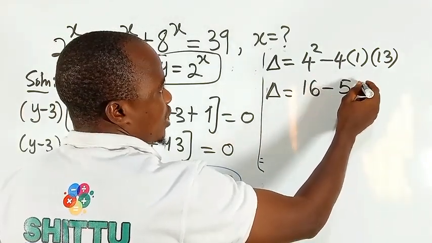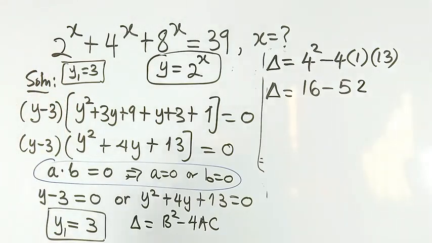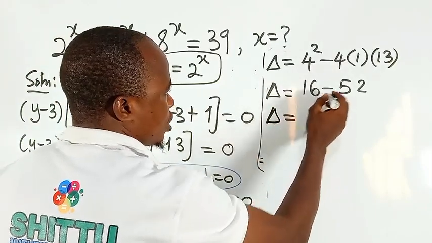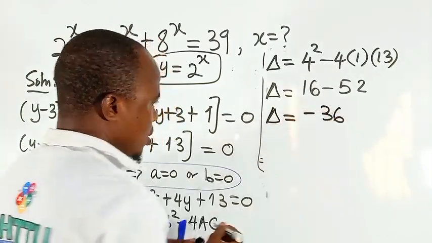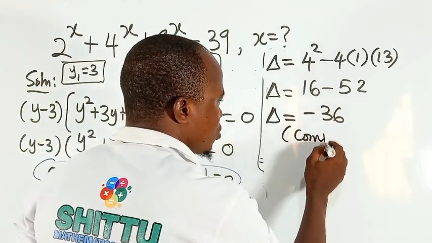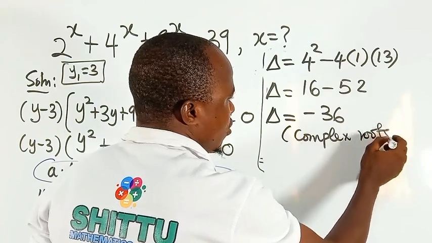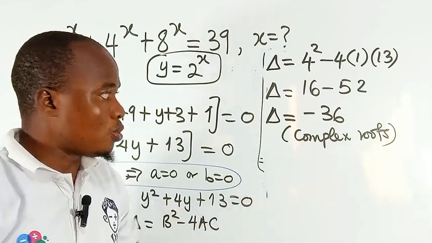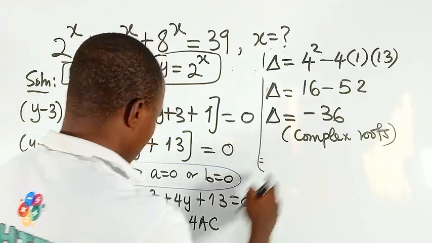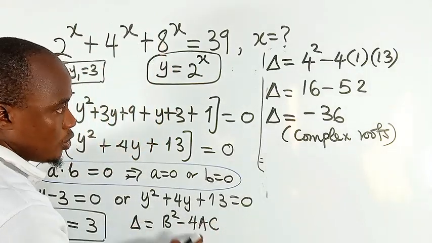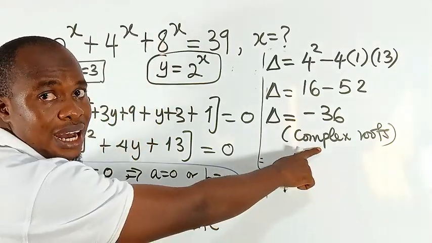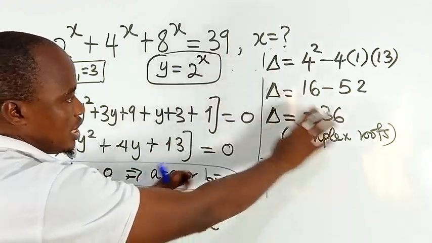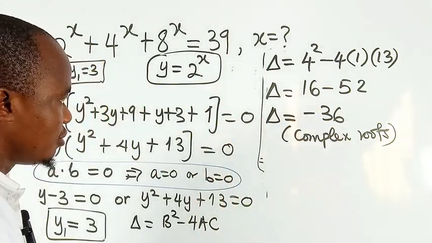So we're going to have this equal to 4 squared, that is 16, minus 4 times 13, what? We have 52, if I'm not mistaken. So this discriminant is now going to give us minus 36. So we have complex roots. Now, since we have complex roots here, we are going to reject this side here. We are not going to have any equation here because this is complex, and at the same time, we are coming back to this place. Do you understand? So let's just leave this and focus on the real value.